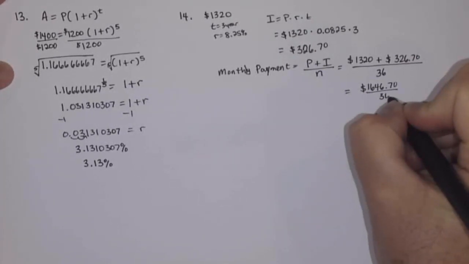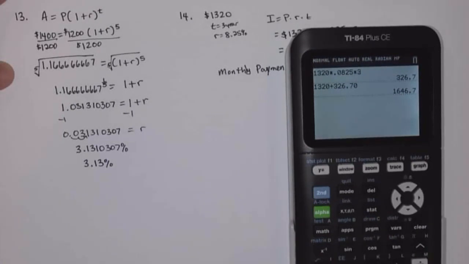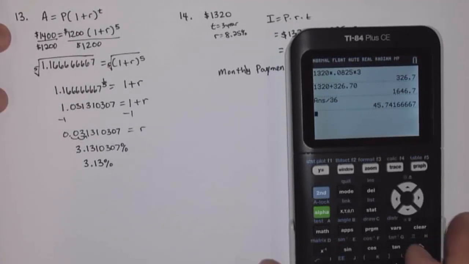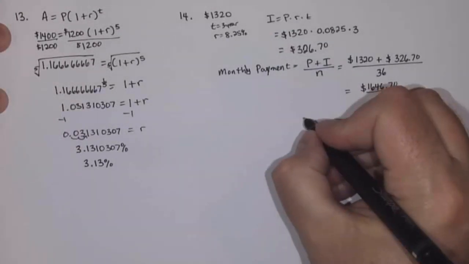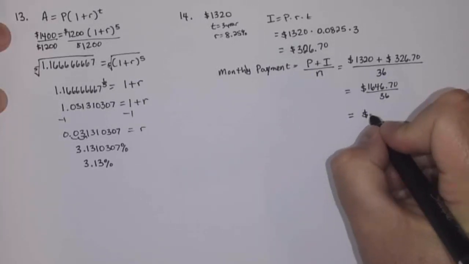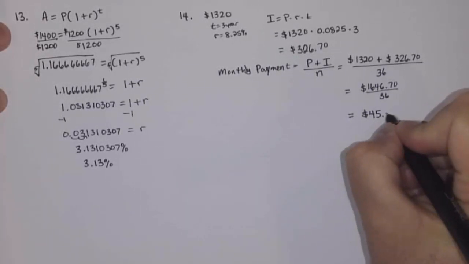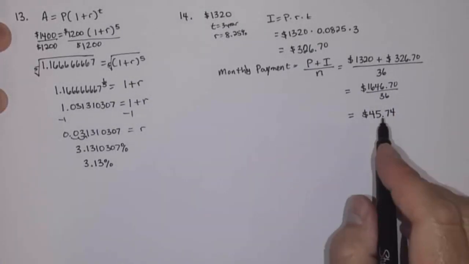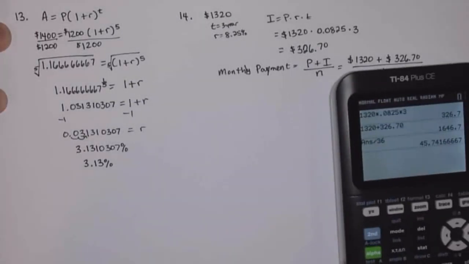$1,646.70, and that's paid over 36 months. So if we divide that by 36, that is $45.74. So his monthly payment is going to be about $45.74. Now I do want to point out something.